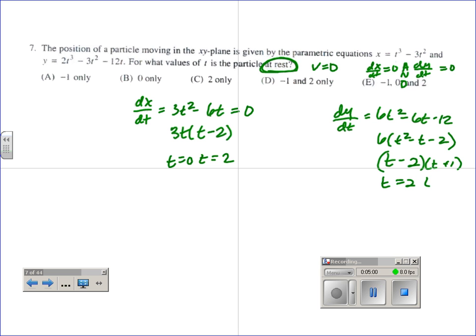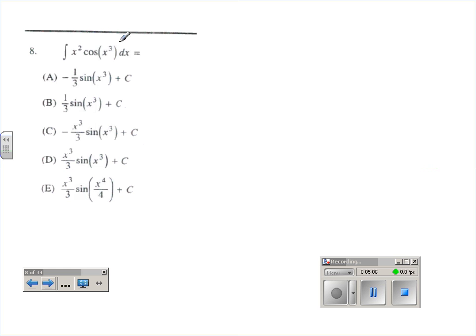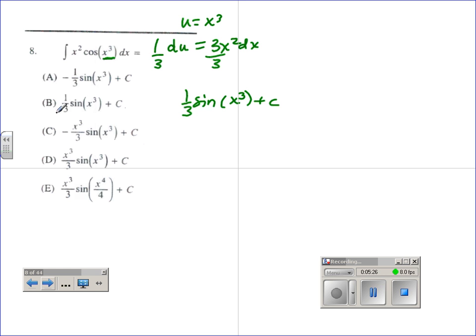t equals 2, t equals negative 1, so we have time equals 2. Okay, so you might see this and think integration by parts, but it's not, because look at this derivative: if u is x cubed, du is 3x squared. So this is part of the derivative sitting out here. We're missing the 3, so we need 1/3, and cosine goes to normal sine, so 1/3 sine of x cubed plus c. So that is right here.